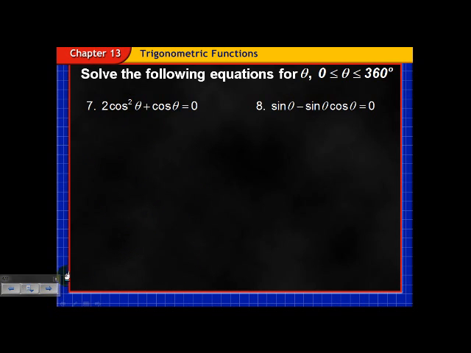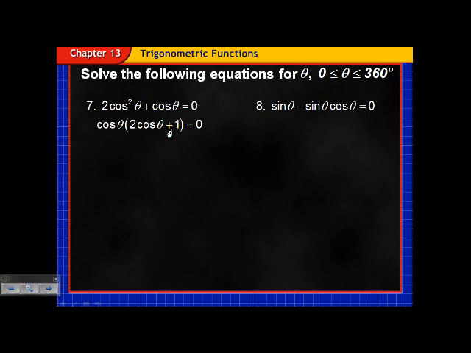Okay. Examples 7, 8, 9, and 10 actually all involve factoring. Now, when we factored before, we always started by looking for a greatest common factor, and we're going to do the same thing here. So we're going to look at these and ask, what do they share? In this case, these two share cosine theta. So we're going to factor that out. Cosine theta times 2 cosine theta gives me my 2 cosine squared, and cosine theta times 1 gives me cosine theta.